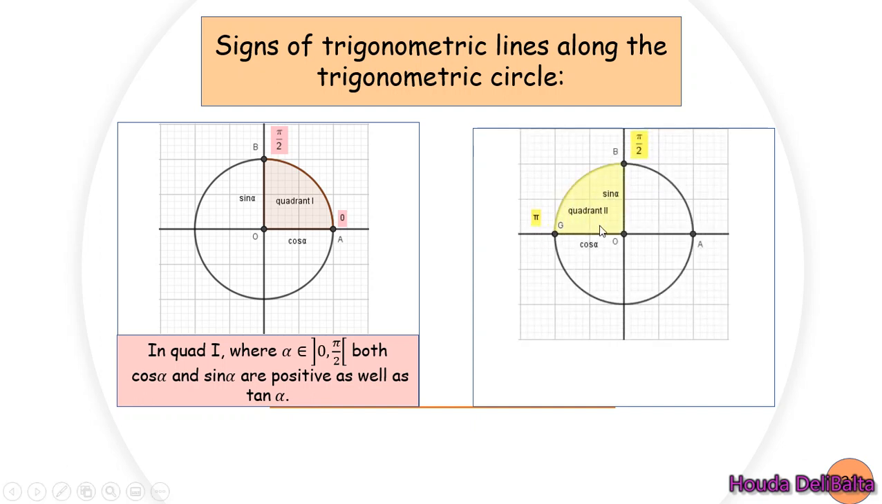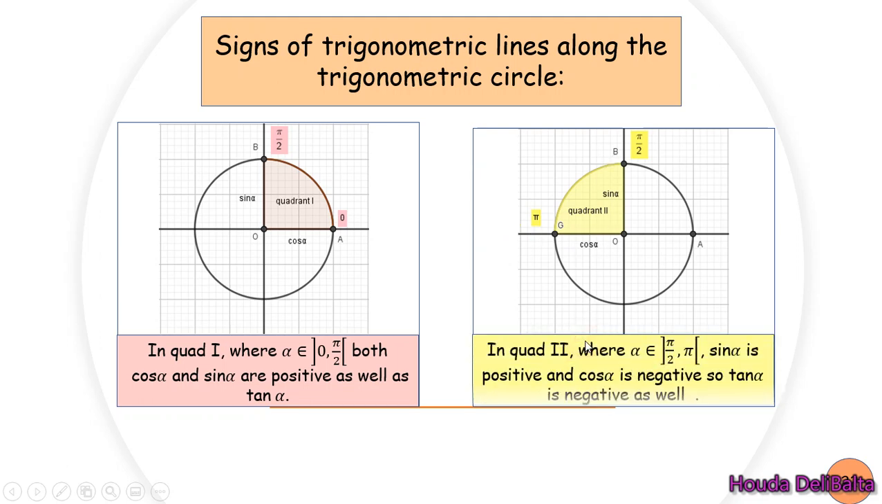Now in quadrant 2, as you see here, notice that sine alpha is still going upwards while cosine alpha is going to the left, which means cosine alpha is going in the negative direction and sine alpha is going in the positive direction. That's to say that in quadrant 2, where alpha belongs to the interval between pi over 2 and pi, we call it an obtuse angle here, sine alpha is positive and cosine alpha is negative. So tangent alpha will be the result of dividing a positive by a negative, then it will be negative. Note that cotangent alpha always takes the sign of tangent alpha because it's just the reciprocal of the tangent. And don't forget, we always move in the positive sense, in the anti-clockwise direction.